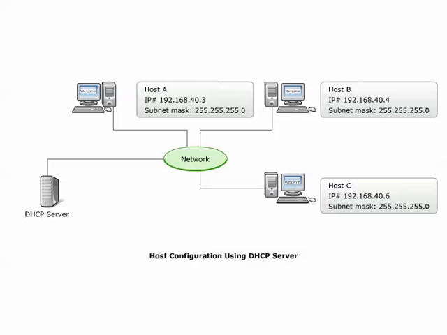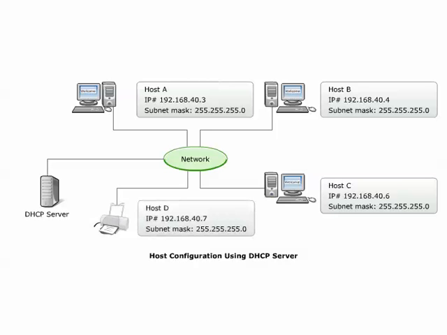Configurations can be permanently assigned or leased for a limited period. When the lease time expires, the host has to request a new lease. DHCP can deliver more than the basic configuration. The server may also configure the printer addresses and other network services.